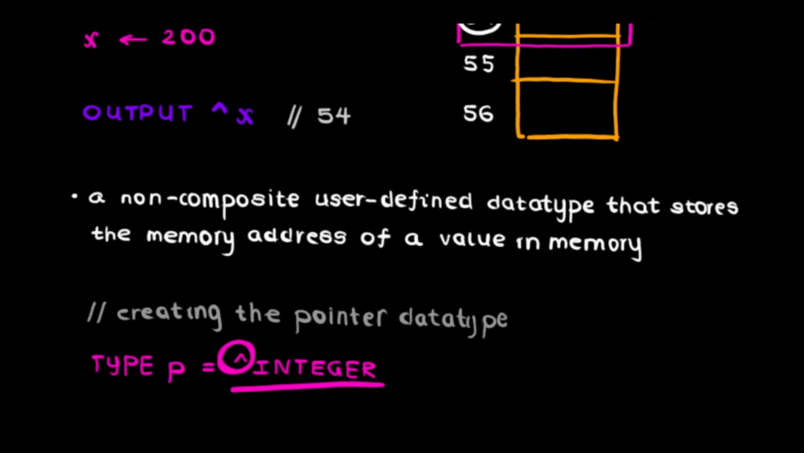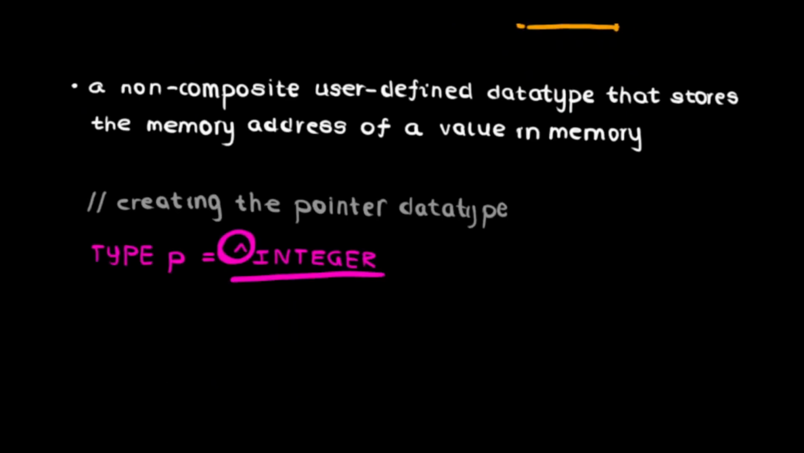So that's the very first step, where you say type, the name of your pointer data type, then equals to circumflex, and then the data type of the variable you're going to find the address of. So I'm trying to find the address of x. The data type of x is integer, therefore I put integer here, right? So that's the very first step of creating a pointer data type.